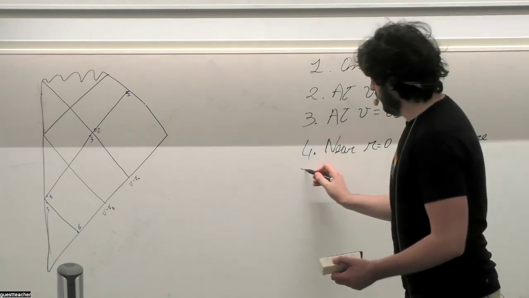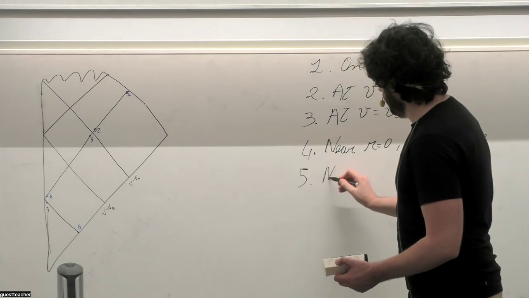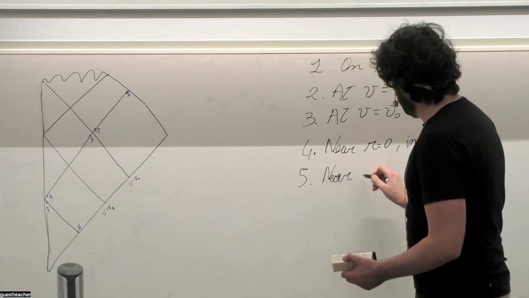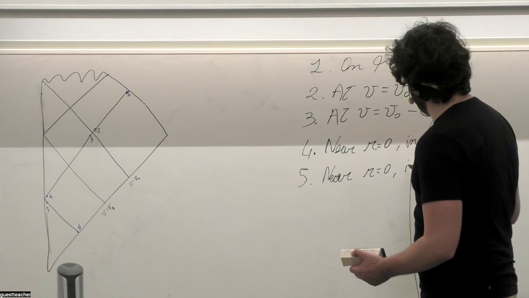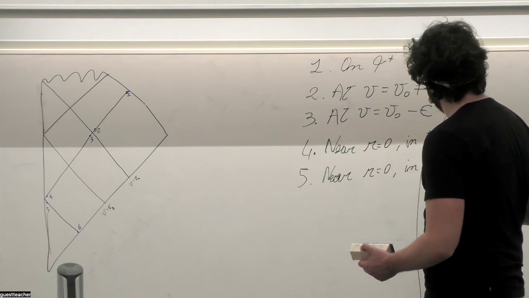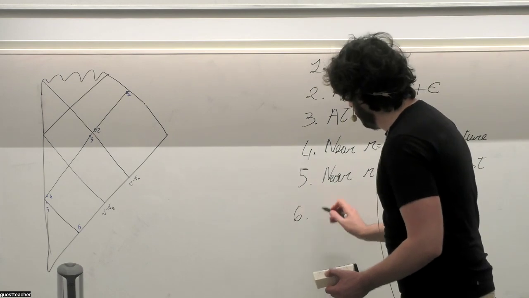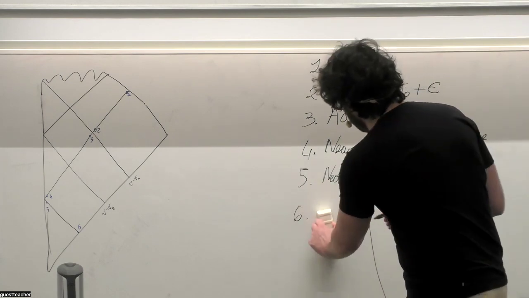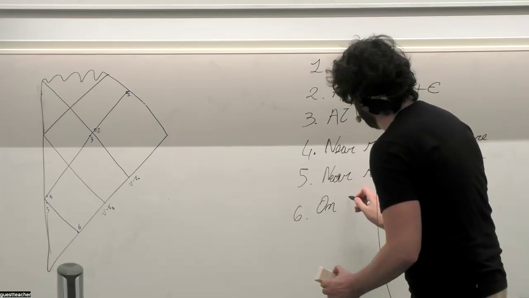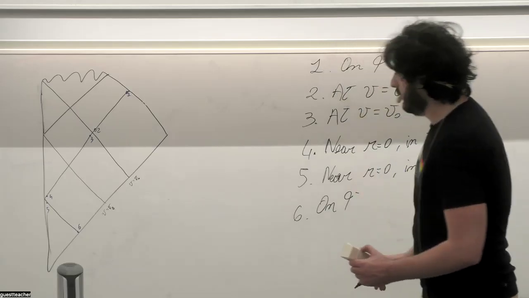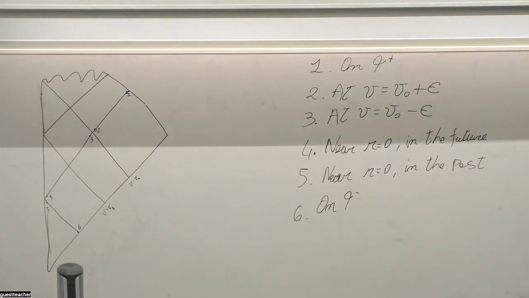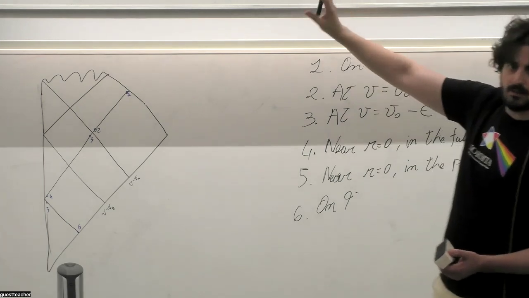Then we need 5: near r equals 0 in the past. And then finally 6: at scri minus. And once you do 6, you can do the integral. We do together these 6 steps, then I give you the result of the integral.